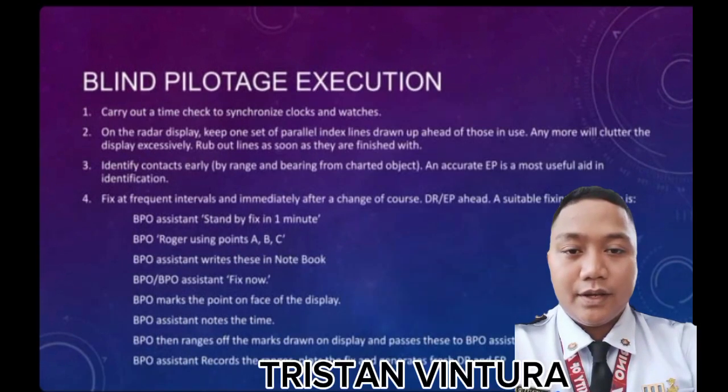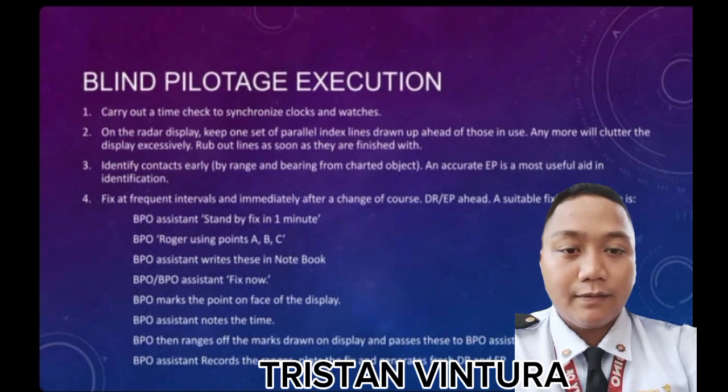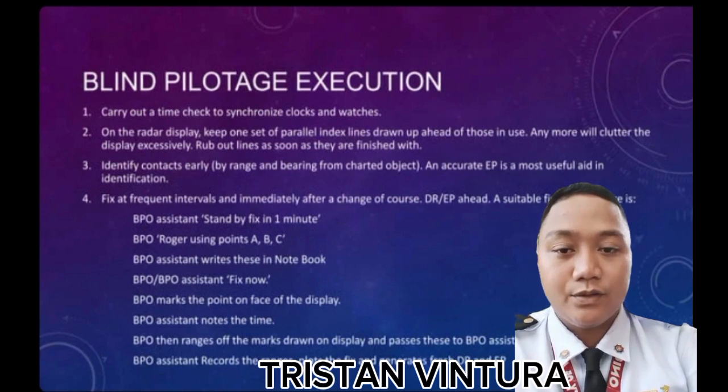Blind pilotage execution. Number 1. Carry out a time check to synchronize clocks and watches. Number 2. On the radar display, keep one set of parallel index lines drawn up ahead of those in use. Any more will clutter the display excessively. Rub out lines as soon as they are finished with.